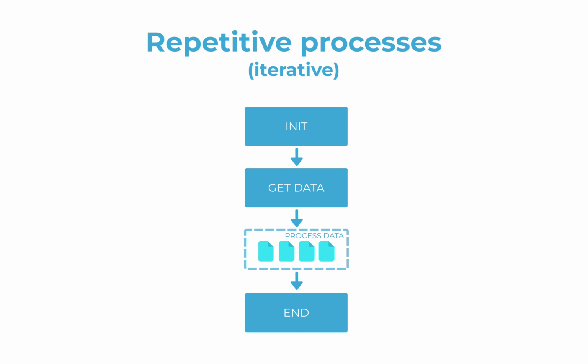Repetitive processes, iterative. Steps are repeated for each typical element in the dataset. This process is performed in a loop. The disadvantage of that, if an error happens, the whole process stops, leaving some elements unprocessed.